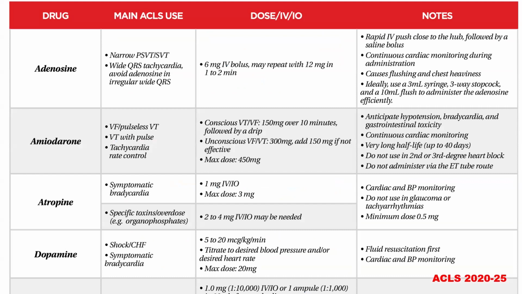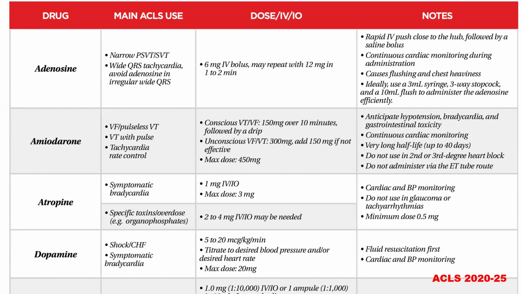Adenosine. The indications are supraventricular tachycardia, paroxysmal supraventricular tachycardia, and wide complex tachycardia. Avoid adenosine in irregular wide QRS. Most of the time we use it in supraventricular tachycardia. The dose is 6 milligram IV bolus, which can be repeated as 12 milligram in 1 to 2 minutes. One should know the side effects. Give it as a rapid IV push with continuous cardiac monitoring, because when you give adenosine, the heart rate stops before it picks up into sinus rhythm.